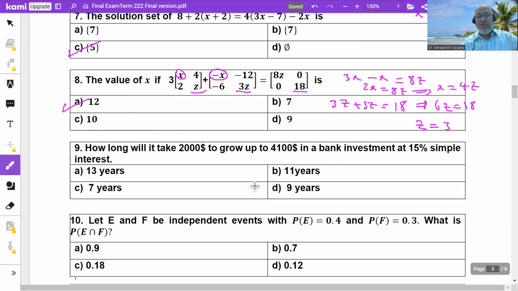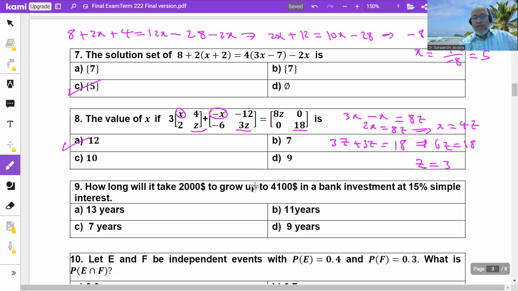How long will it take $2,000 to grow up to $4,100 in a bank investment at 15% simple interest? Well, for simple interest, the formula is I = PRT. So what is the interest? How do we find the interest? Well, the interest is the difference between the future value and the principal.